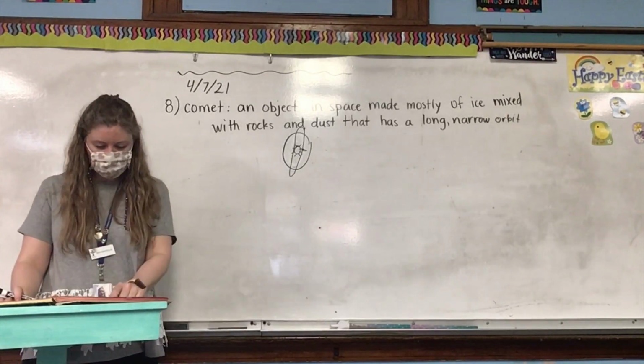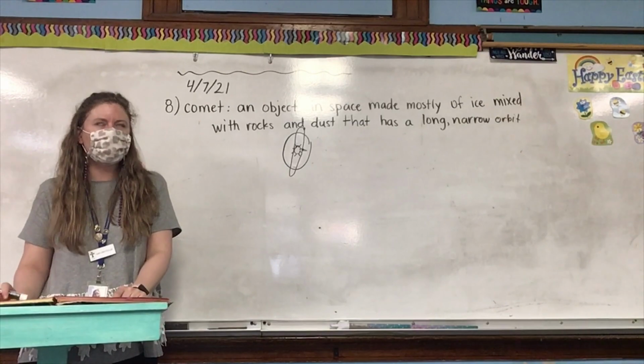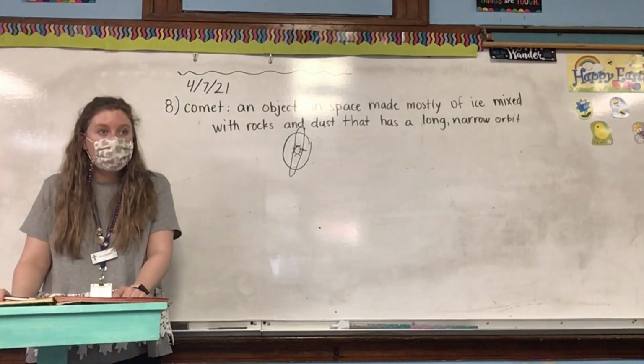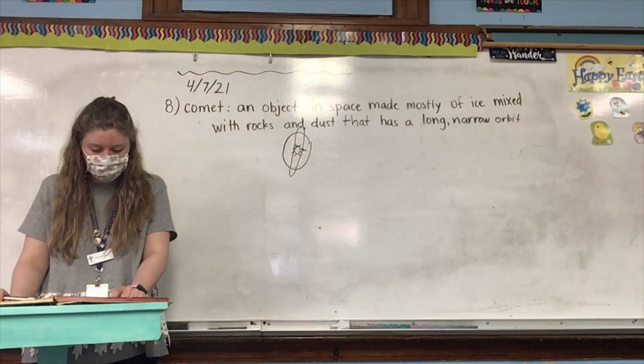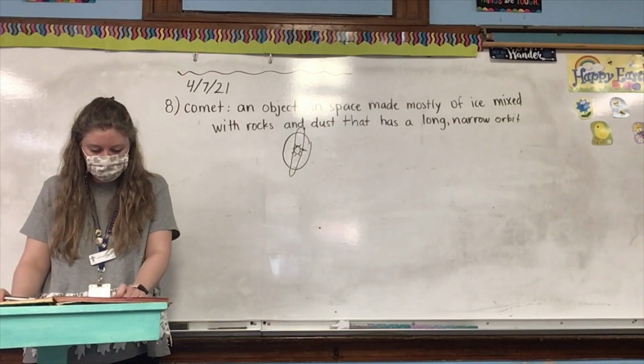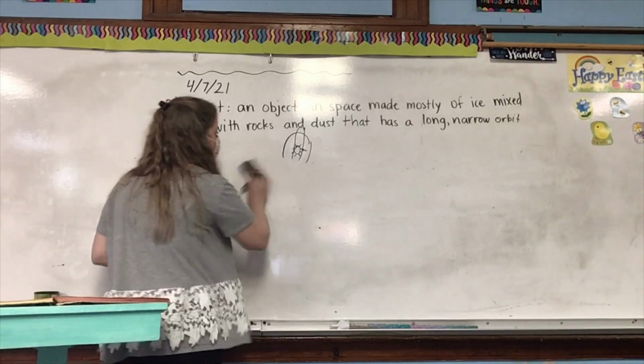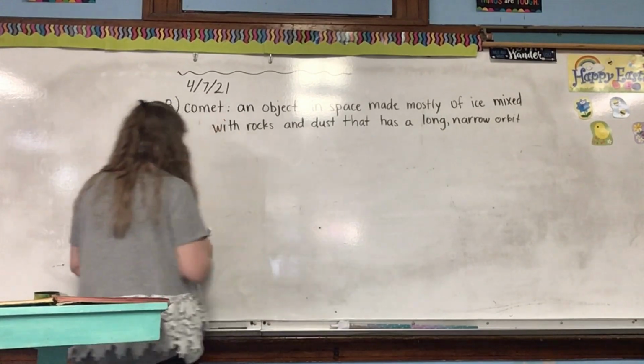Aaron, what else do we see up in space? Or, well, maybe we don't see it, but what else is there in space? Asteroids are large chunks of rock or metal in space. So, what's our next word, Aaron? Asteroids.